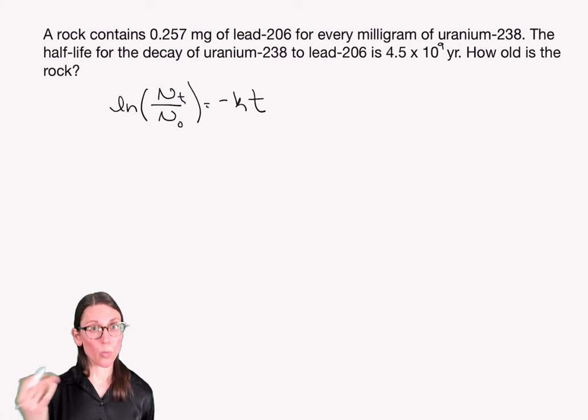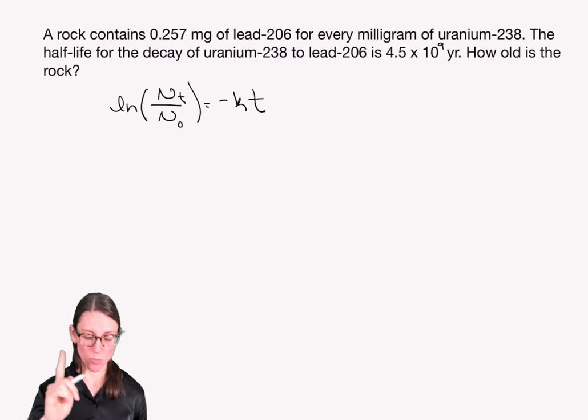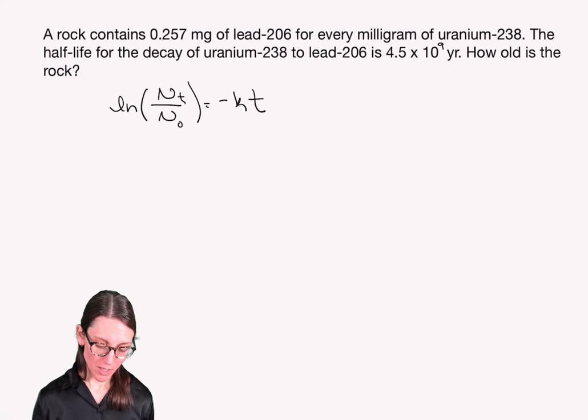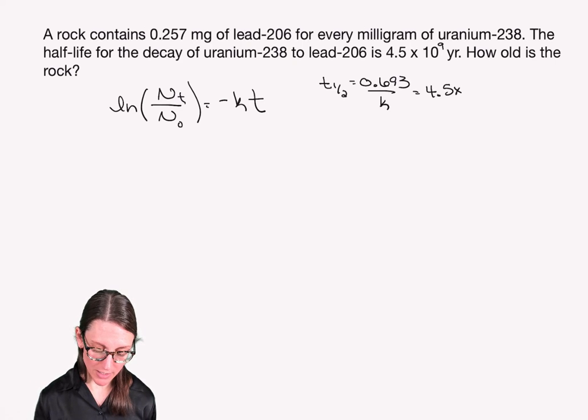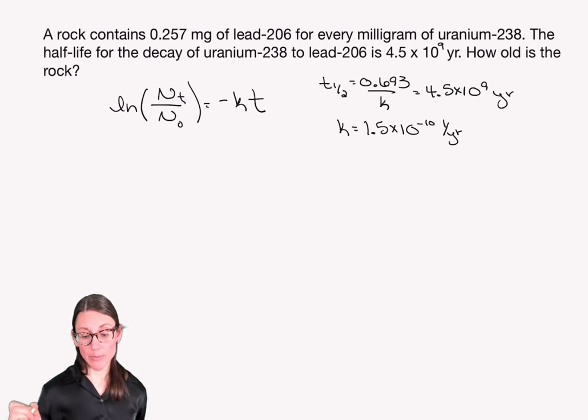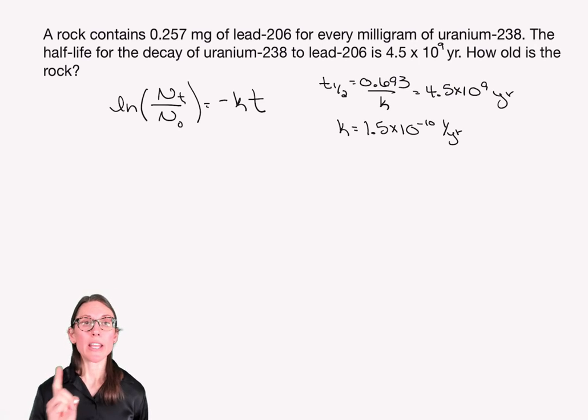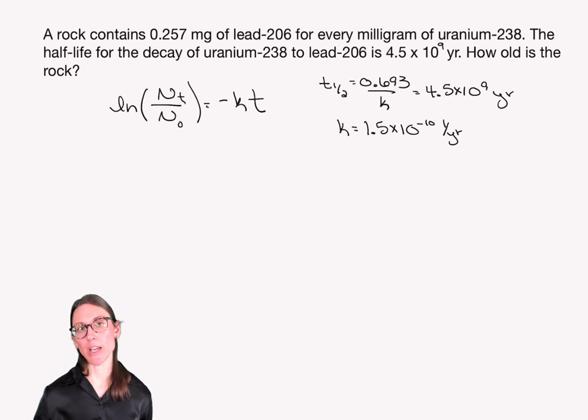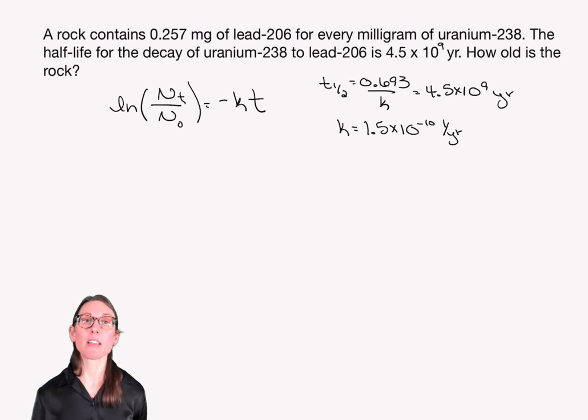Okay, so we need k. We have a half-life, so we can figure out k. Remember that your half-life is 0.693 over k, and this is 4.5 times 10 to the 9th years. So we can just rearrange and solve for k: 1.5 times 10 to the negative 10th inverse years for your units on k. Cool. Now we just need to know our values for N. Remember, you can use mass because that's proportional to the number of particles.